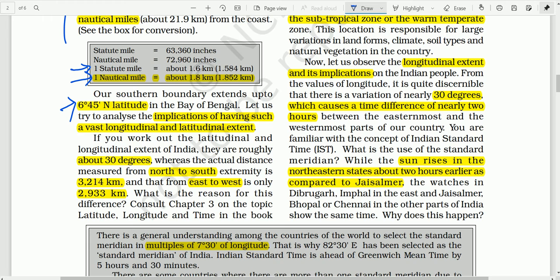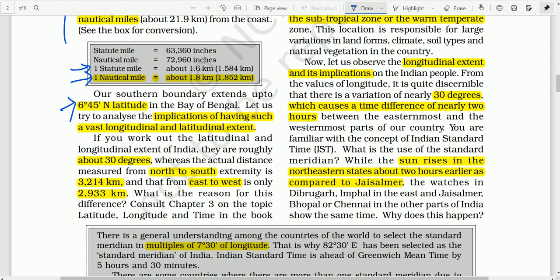Our southern boundary extends up to 6 degree 45 minutes north latitude in the Bay of Bengal. And what is the implication of having such a vast longitudinal and latitudinal extent? Now let us discuss. What is the underlying meaning, or the importance of having such a vast longitudinal and latitudinal extent? What is the usefulness of having a big longitudinal and latitudinal extent?